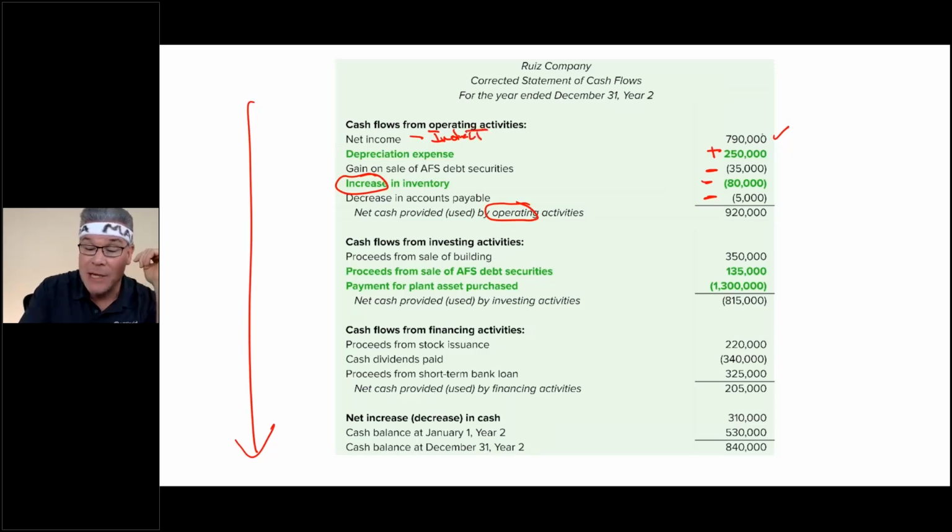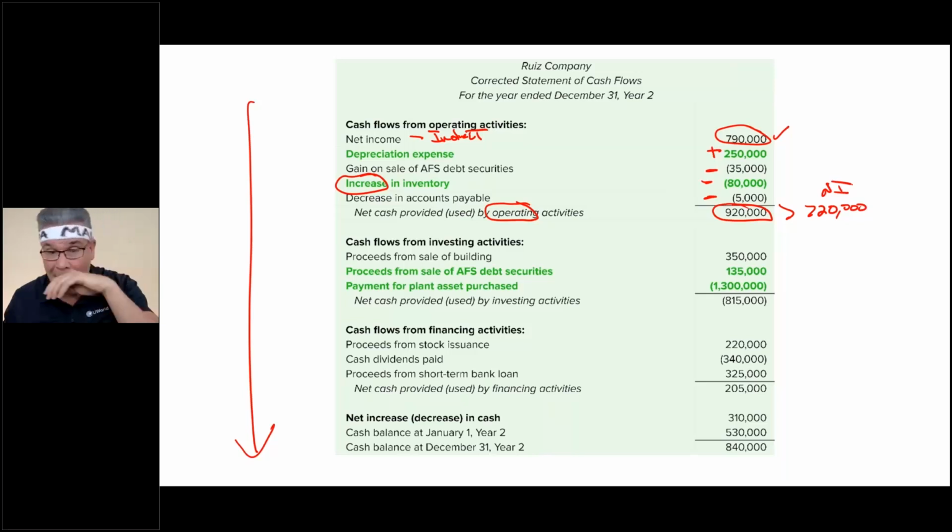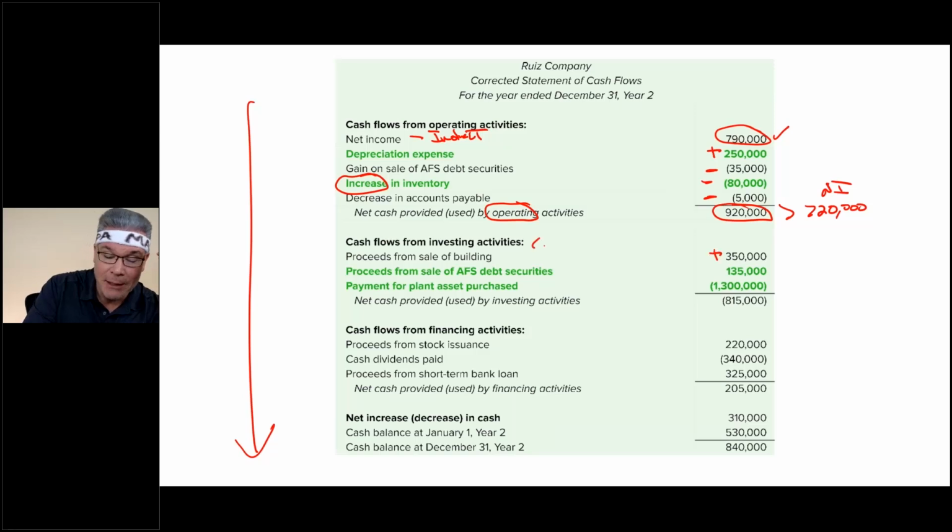Now, this is actually a good sign because the cash collected from operations is greater than the accrual basis net income. That's pretty good. I believe that's high quality of earnings because the actual cash received is greater than what they're showing me on the income statement. Proceeds from the sale of the building, change in non-current assets, yeah, inflow.